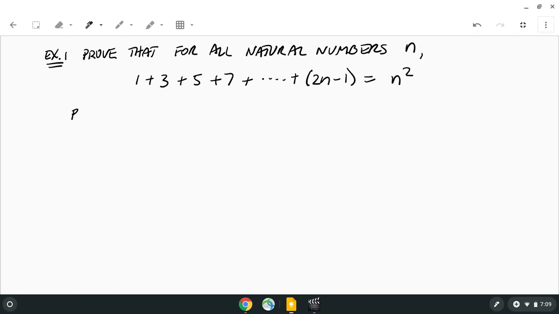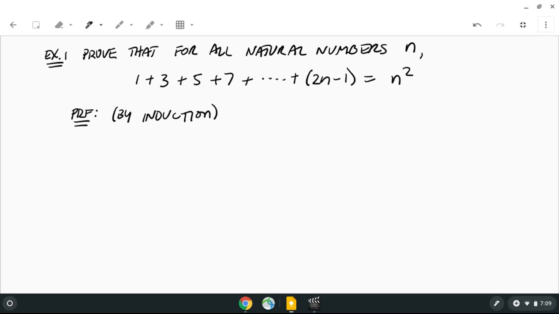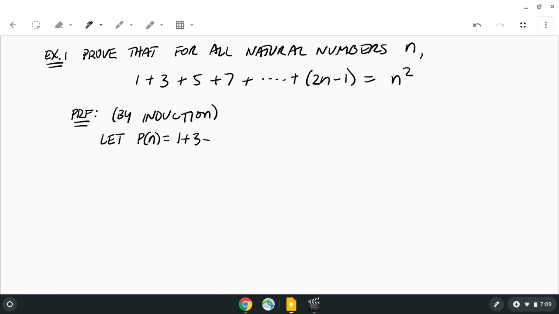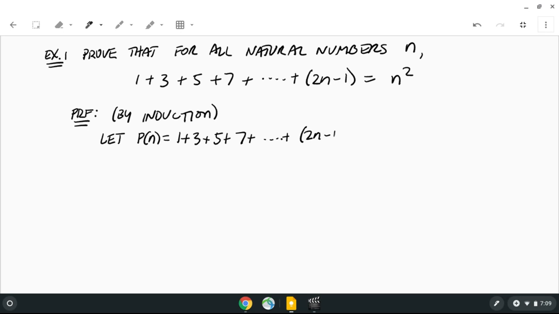Okay, so proof by induction. Whenever you do these proofs by induction, you always start with your statement. So let P of n equal to, and it's basically this right here: 1 plus 3 plus 5 plus 7 plus 2n minus 1 equals n squared. So we start off with our statement.